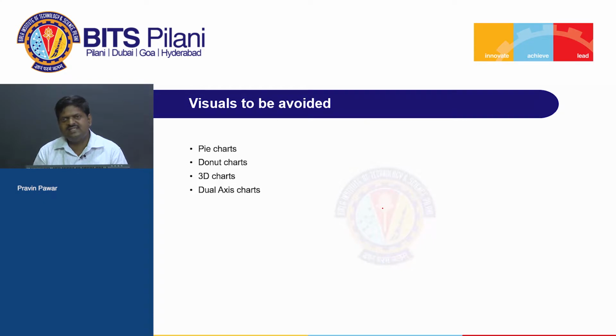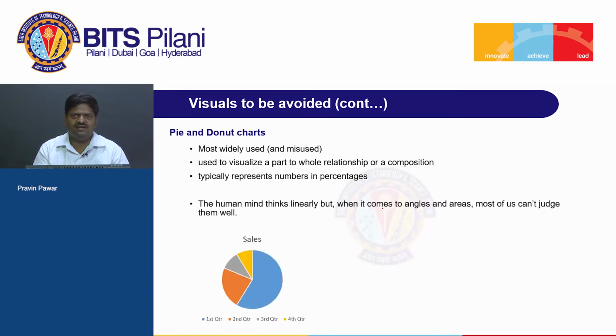So what are those particular visuals? Those are pie charts, and another variant of it called donut, 3D charts and dual axis charts. Okay, so with the help of specific examples, let's try to understand why these visuals need to be avoided as much as possible. If I give data to somebody and ask him to plot a visualization, in most of the cases people will come up with a pie chart. In most presentations you will see at least one visualization of type pie.